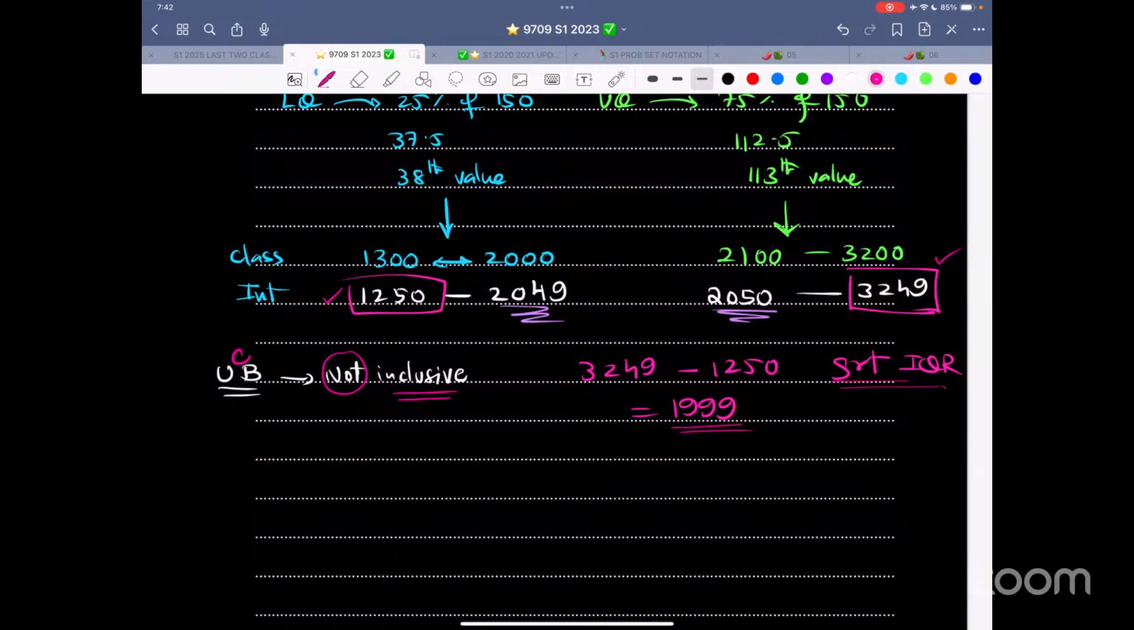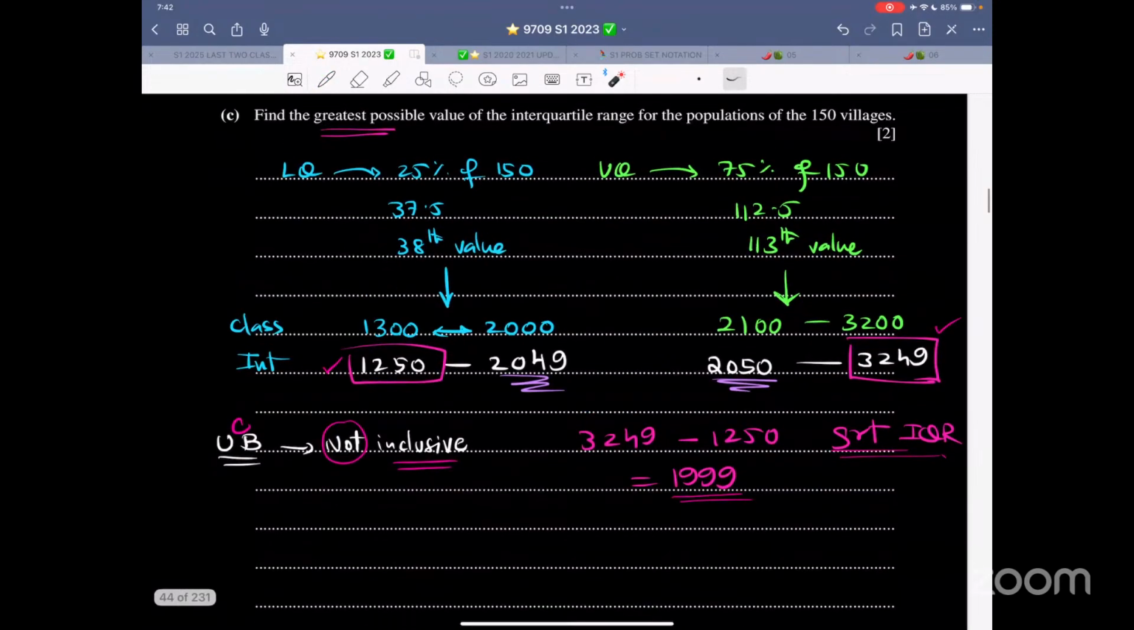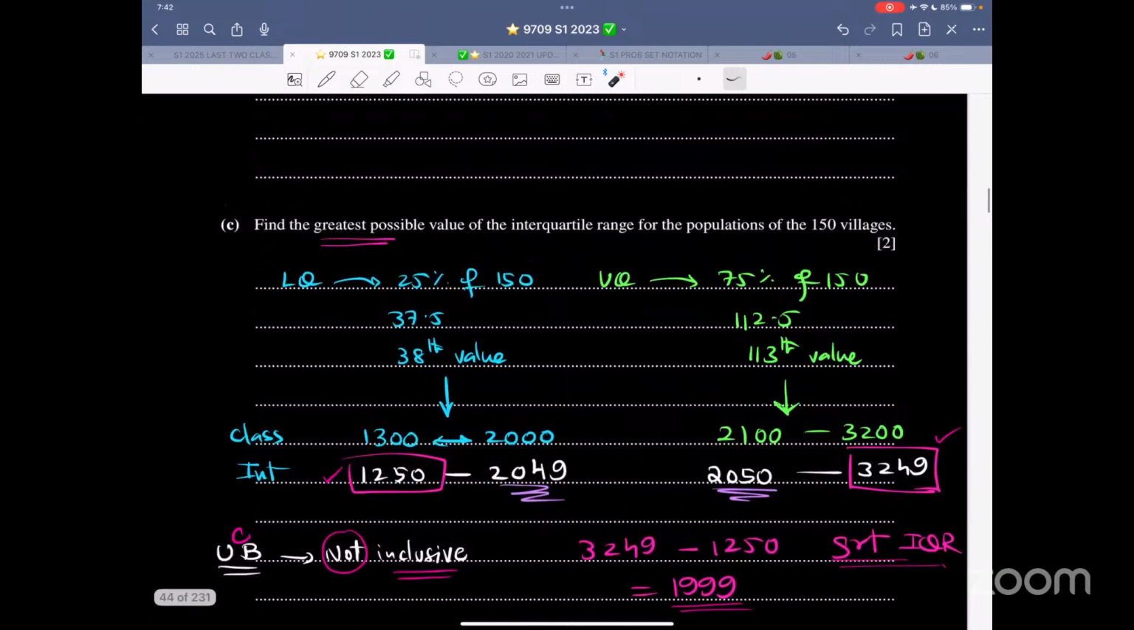the interquartile range. And if they had asked for the lowest value of the interquartile range, what would it be? It would be 1250 and 2050. The difference between the two, we just subtract. So that was a very nice question that we saw in this particular thing.